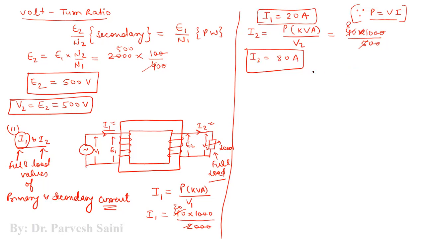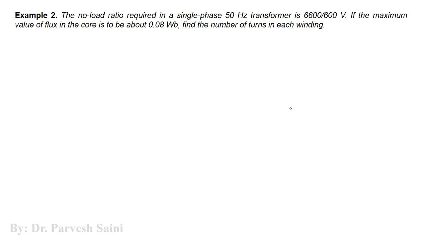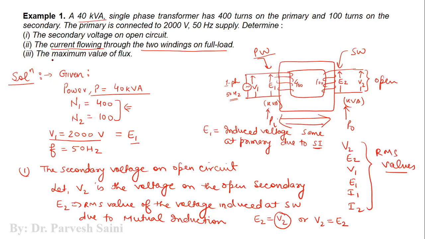So now you can understand from here that the primary voltage is high, secondary voltage is low, but primary current is low and secondary current is high. Now this is happening because the power on both sides of the transformer is the same, right? Now let us come to the third part of the numerical. So in the third part of the numerical, we have to calculate the maximum value of the flux density. So let us calculate the maximum value of the flux density.